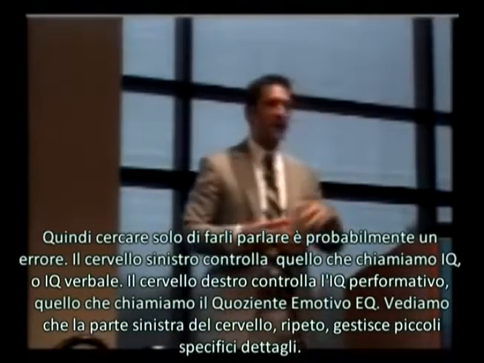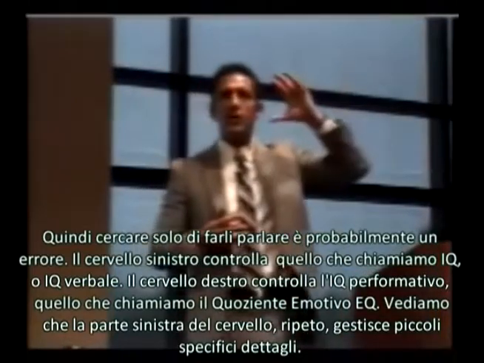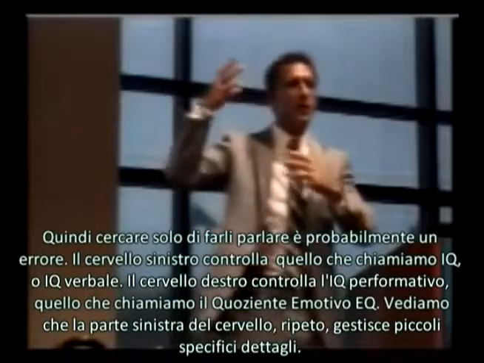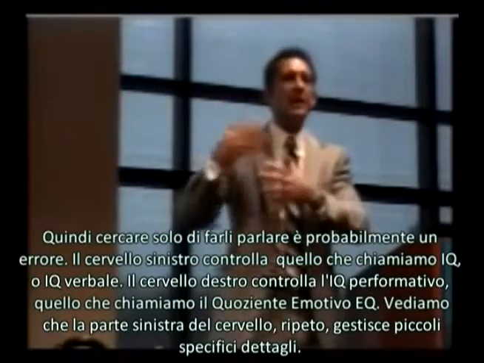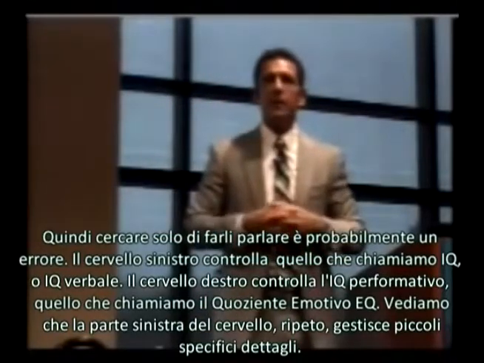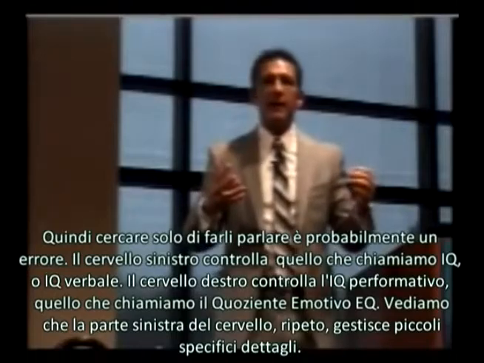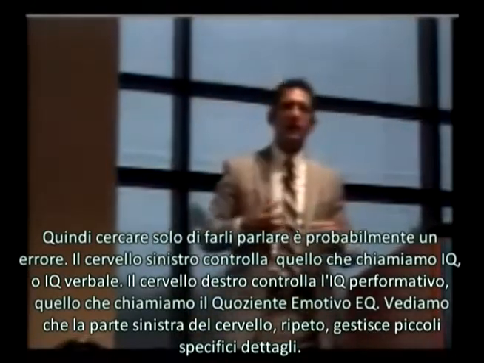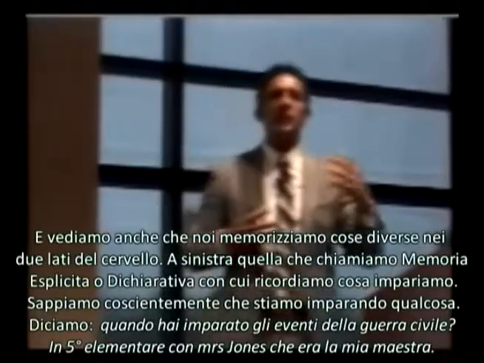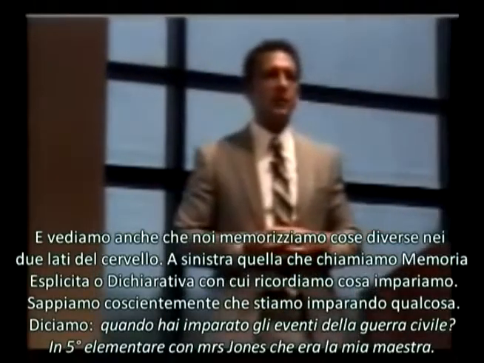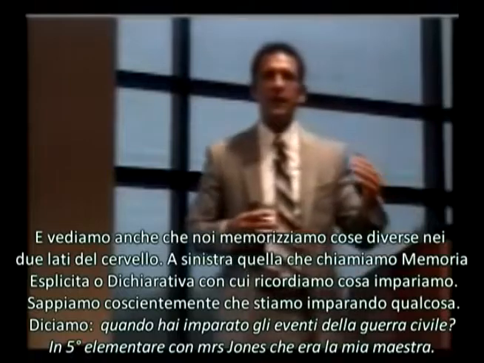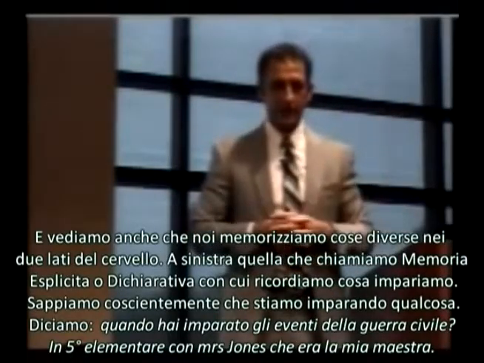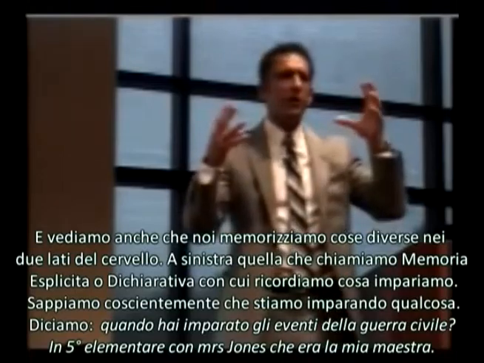So what we see is the left side of the brain controls what we call IQ or verbal IQ. The right side of the brain is performance IQ, or what we call EQ, emotional quotient. What we see is that the left side of the brain, again, is about doing specific, detailed type work. And when we see that we learn and we memorize things differently with both sides of the brain, the left side of the brain is what we call explicit or declarative memory, where we remember what we learn.